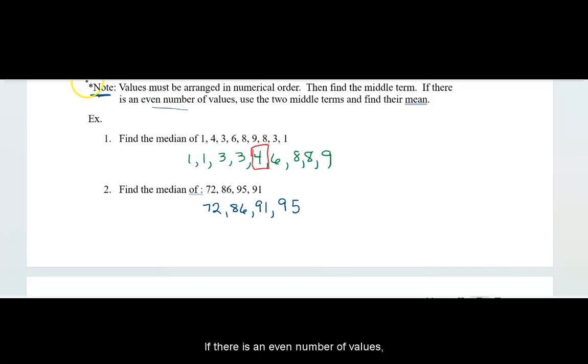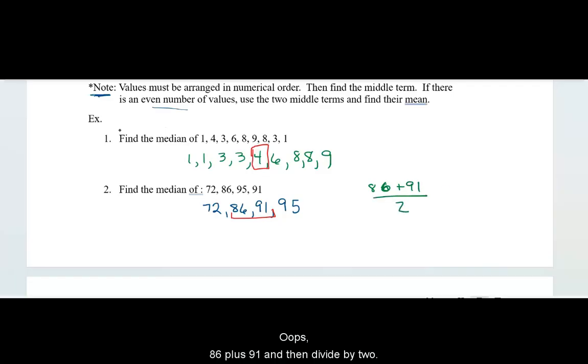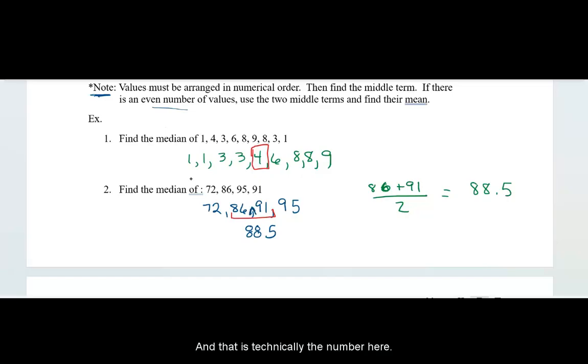If there is an even number of values, then what you do is you have to find the 2 middle values and then find their mean. All right, so let me explain. Looking at these 4 numbers, the 2 middle numbers would be 86 and 91. Find the mean of those numbers. That means I add these 2 numbers, 86 plus 91, and then divide by 2. That's going to tell me the middle number, which is the median, sorry, not the mean. We're finding the mean of these 2 numbers, and that's going to give us 88.5. That means that the median of this data set is 88.5, and that is technically the number that would be in the exact middle of the data set.